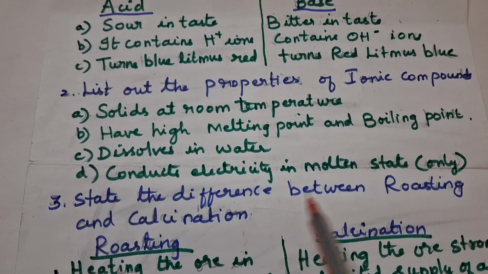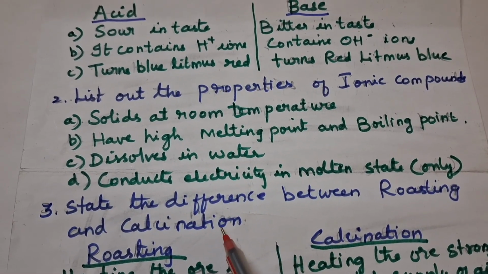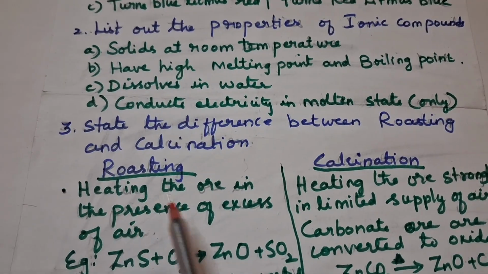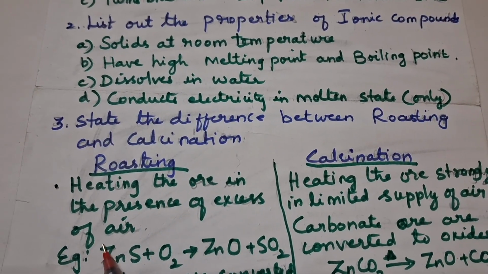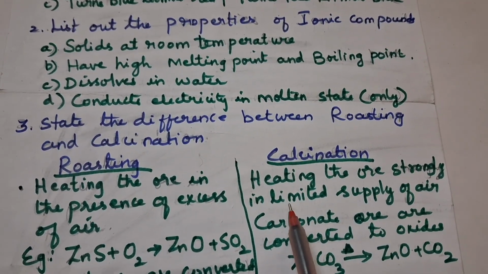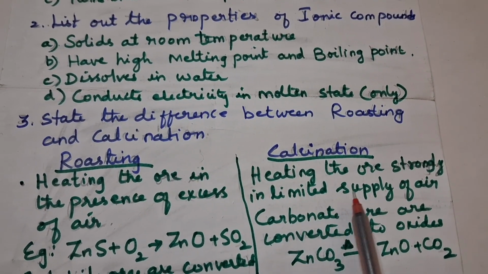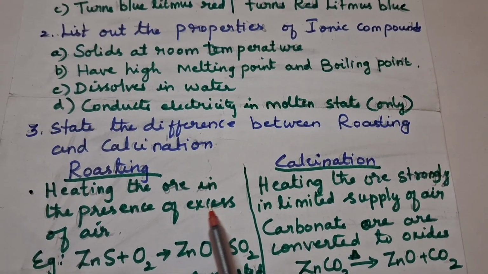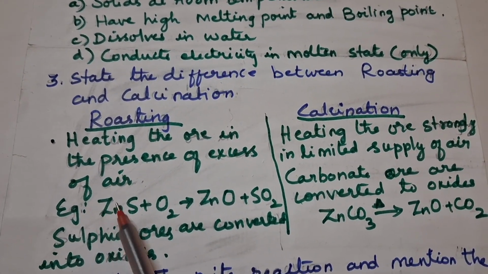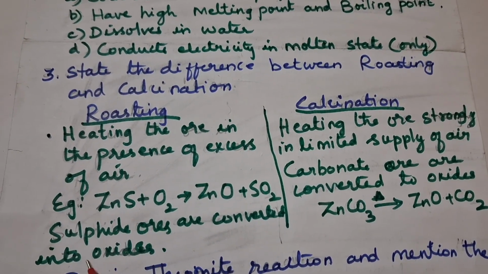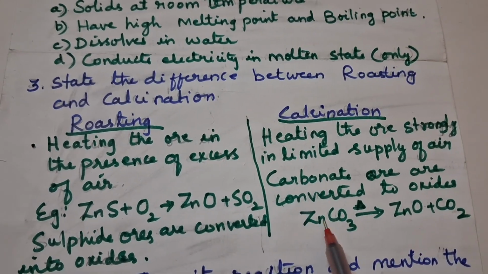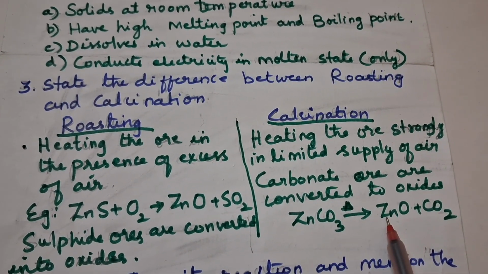The next one is, state the difference between roasting and calcination. This is a frequently asked question. Roasting is heating the ore in the presence of excess air. Calcination is heating the ore strongly with a limited supply of air. So air is in limited supply here, whereas there it is in excess. For example, when roasting, zinc sulfide ore is converted to its oxide, zinc oxide. Sulfide ore is converted to oxide, whereas in calcination the carbonate ore is converted to oxide.